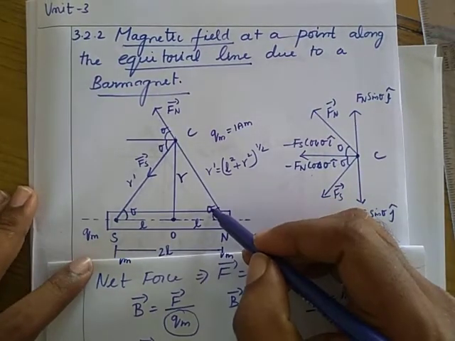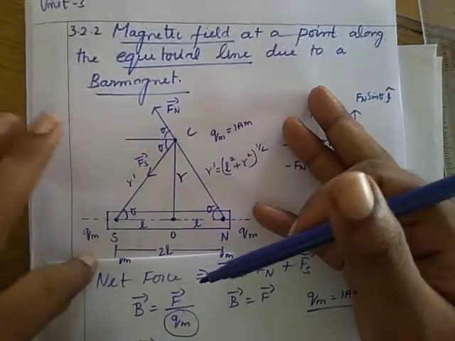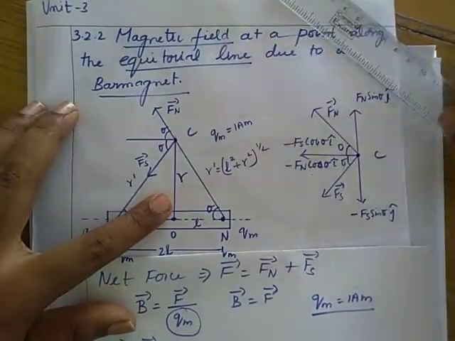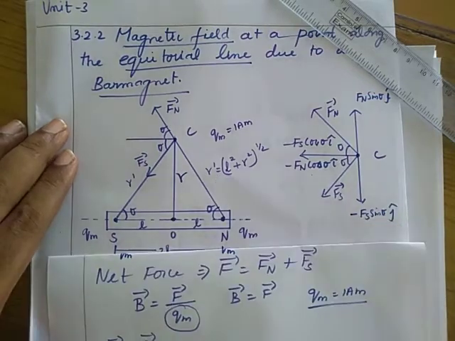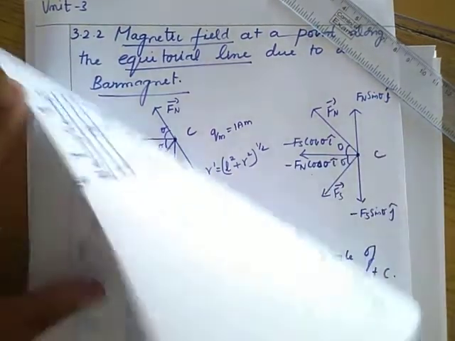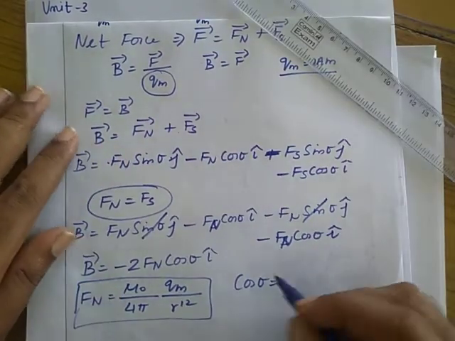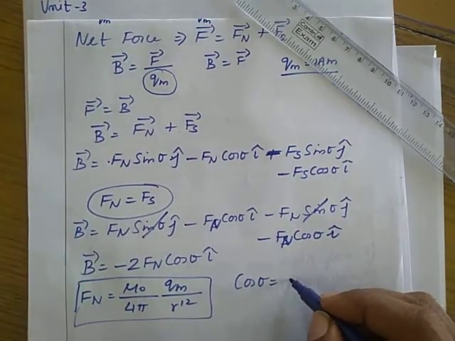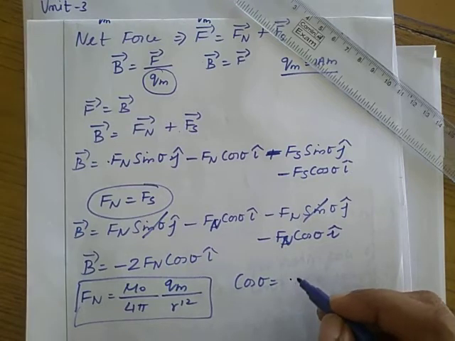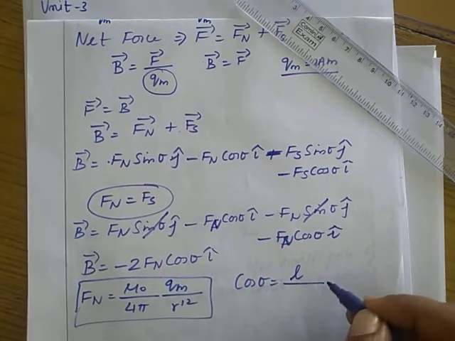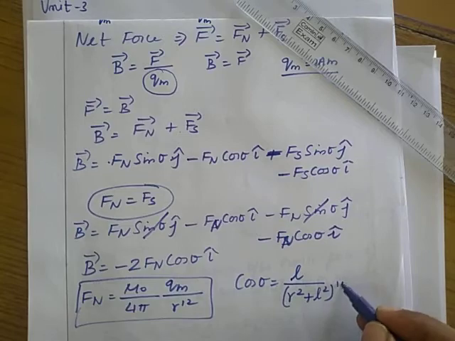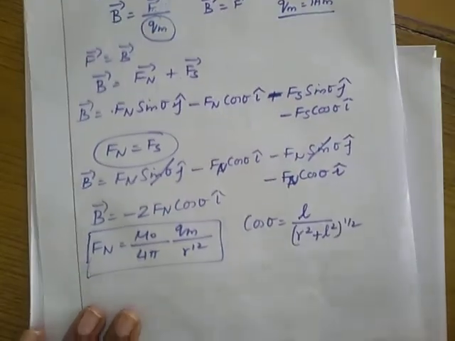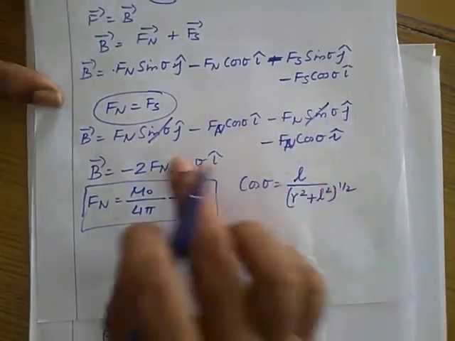Cos theta is equal to adjacent side by hypotenuse. Adjacent side is L, hypotenuse is r dash. Then we can write adjacent side L by hypotenuse, that is L by r square plus L square power 1 by 2. Here we will apply this term in the above equation.